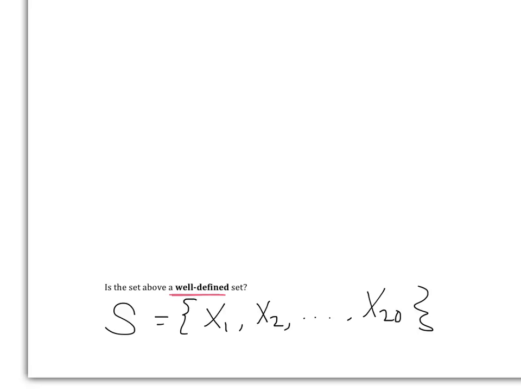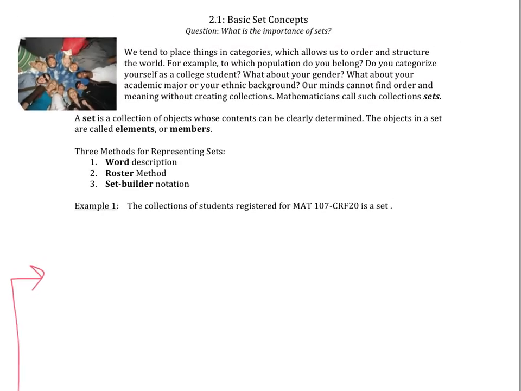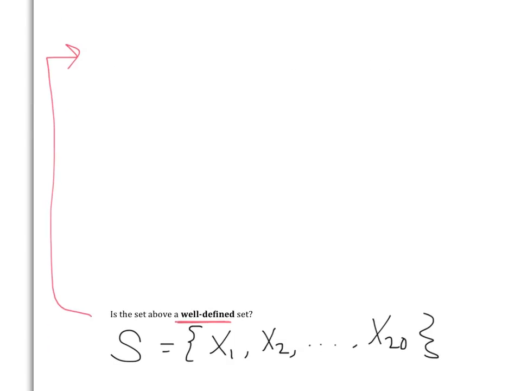Okay, so what does well defined mean? So I'll just move up here. A set is well defined, meaning that its contents can be clearly determined. And we did write that up here, right? Clearly determined, I think I put it in blue. So clearly determined. So using this criterion, if we say, okay, the collection of students in this class.